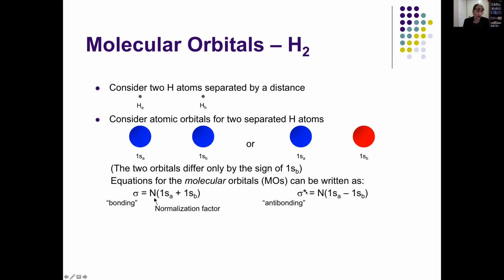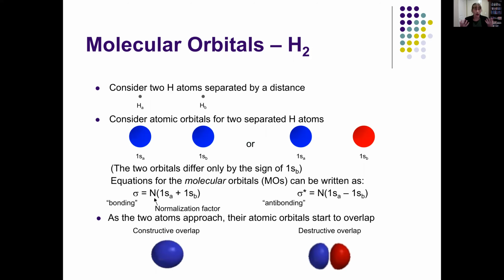Now this n that I've got drawn in here, this is a normalization factor, so that the total probability of finding an electron can potentially be equal to 1. We won't talk about that right now. So anyhow, we do have these two different characters, the bonding character, the anti-bonding character.